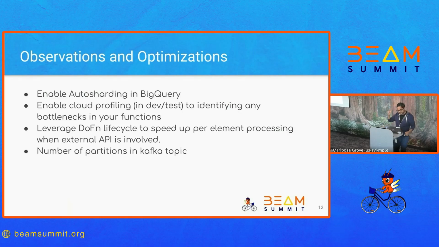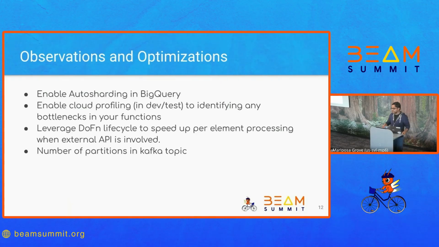Some observations and optimizations that we did: we found that having auto sharding enabled in BigQuery IO really helped us to improve the performance. Also, we encourage having multiple environments with a similar structure. In our case, we had dev, test, and prod. Running profiling for your Dataflow helps you identify some of the bottlenecks. Some of the things that we found was we were not properly using the DoFn lifecycle. External API calls were handled in a DoFn, so we were able to refactor that to make more sense.